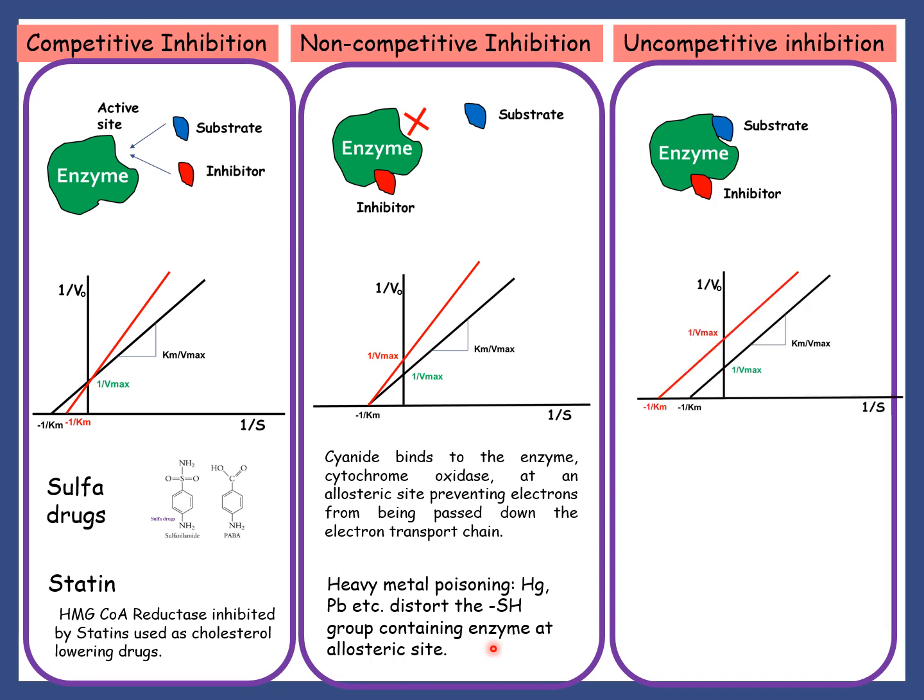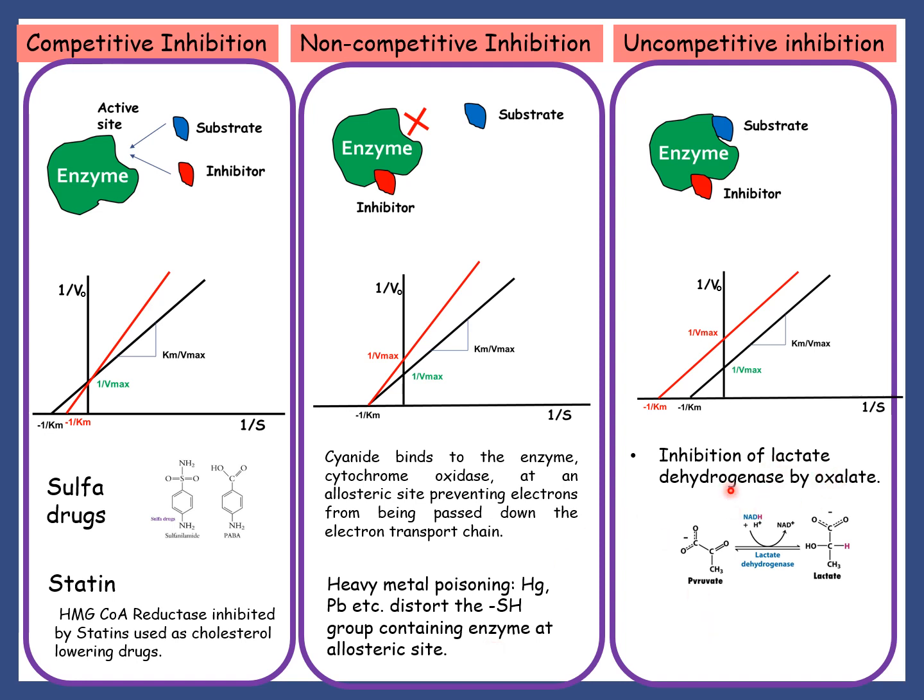Uncompetitive inhibition, as mentioned earlier, is where both Vmax and Km are decreased, and the inhibitor binds to the enzyme substrate complex. Oxaloacetate is an example of this kind of inhibition, where oxaloacetate inhibits the enzyme lactate dehydrogenase. So if enough oxaloacetate has been produced in the TCA cycle, it goes and inhibits earlier steps of glycolysis through uncompetitive inhibition.